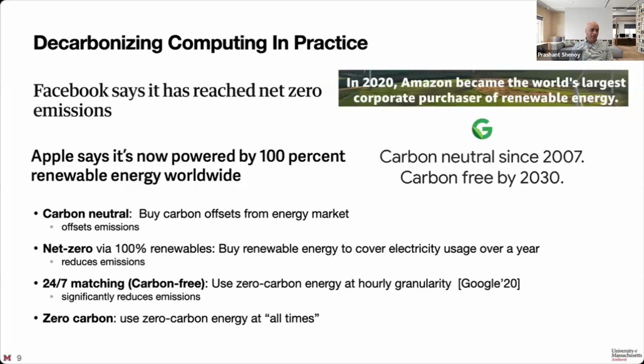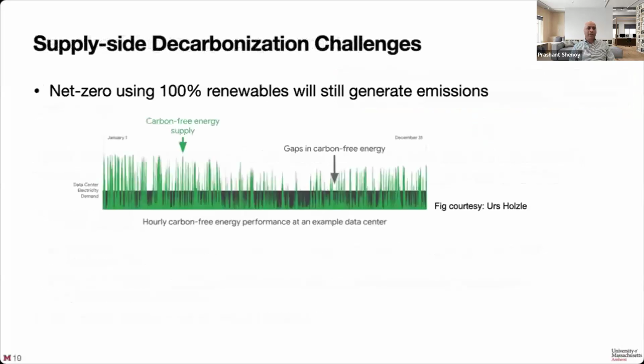Okay, so now let me show you an example of why net zero using 100% renewables will still generate emissions. This curve here is showing you, there are two curves here.